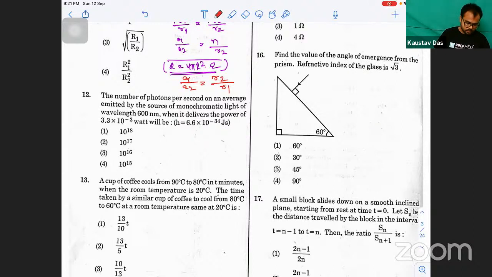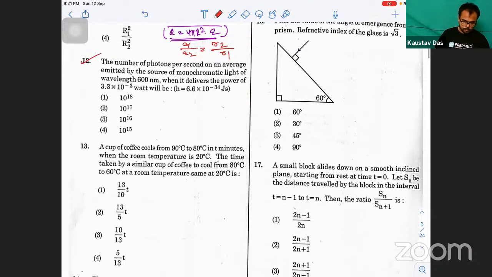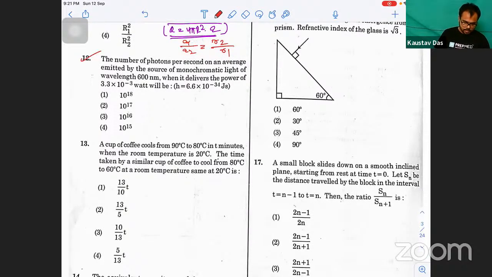Now let us come towards question number 12. In question number 12, we have the number of photons per second on an average emitted by the source of monochromatic light of wavelength 600 nanometer when it delivers the power of 3.3 into 10 to the power minus 3 watt, and the value of Planck constant is given to you.